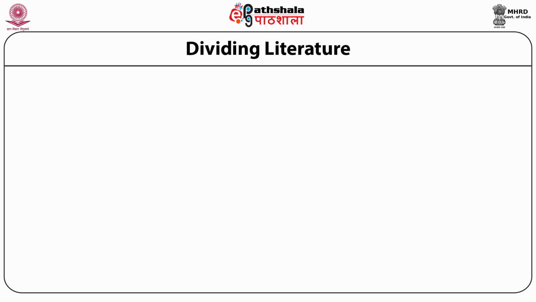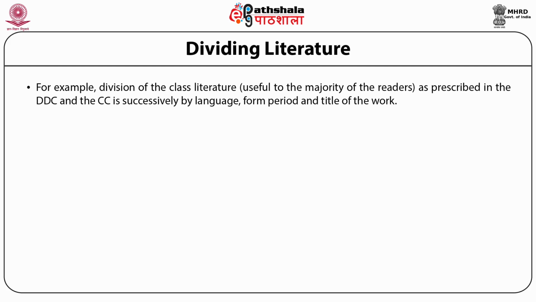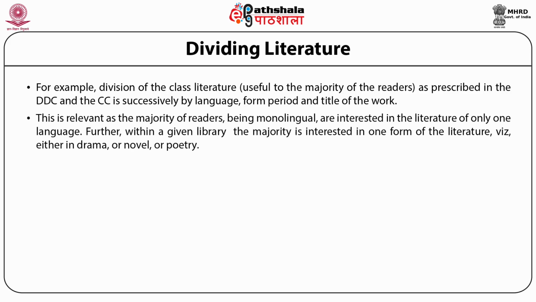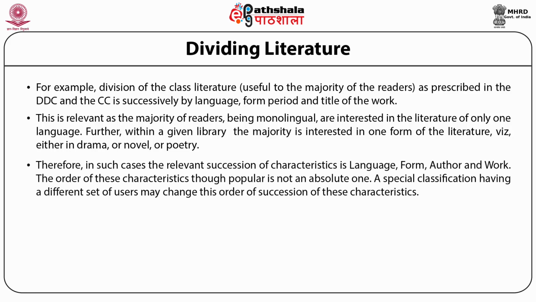Dividing literature. Now let us take some examples. As the first example, division on the basis of literature, which could be useful to the majority of the readers, prescribed in the DDC and CC, is successively by language, form, period of the author, and the title of the work. This is relevant as the majority of readers, being monolingual, are interested in the literature of only one language. Further, within a given library, the majority is interested in one form of literature, that is either drama or novel or poetry. Therefore, in such cases, the relevant succession of characteristics is language, form, author, that is period, and work.